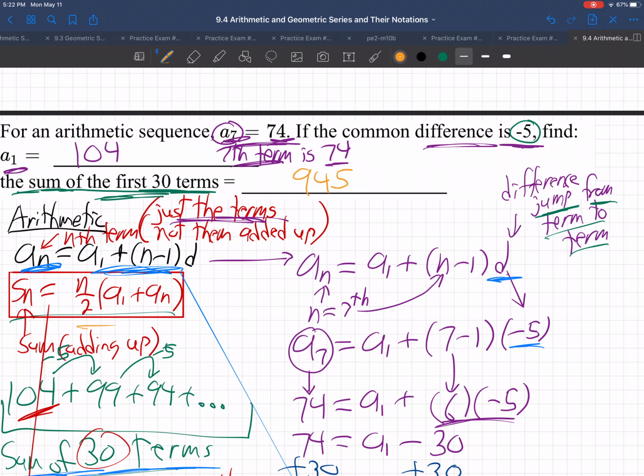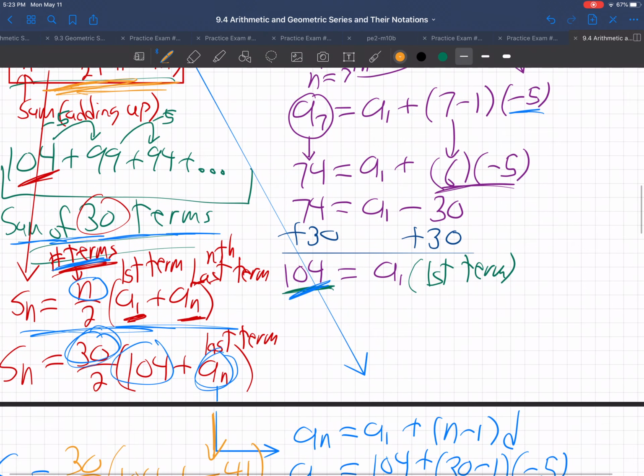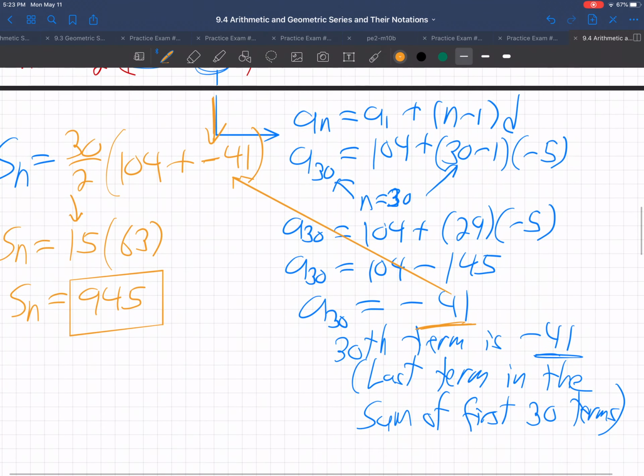So that was a lot of work. We had to keep working between the sum formula and the term formula, right? The a sub n formula finds just the terms, not them added up, and the s sub n formula is the sum of terms. We had to go back and forth, back and forth. There we go.